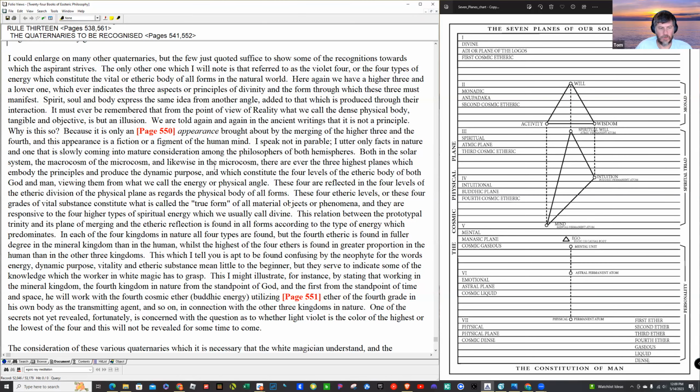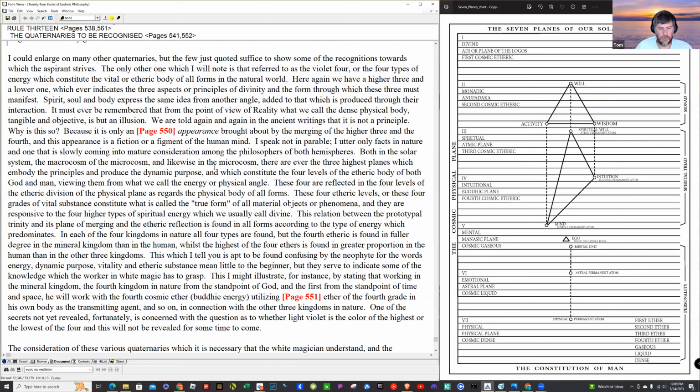kingdoms. This which I tell you is apt to be found confusing by the neophyte, for the words energy, dynamic purpose, vitality, and etheric substance mean little to the beginner. But they serve to indicate some of the knowledge which the worker in white magic has to grasp.